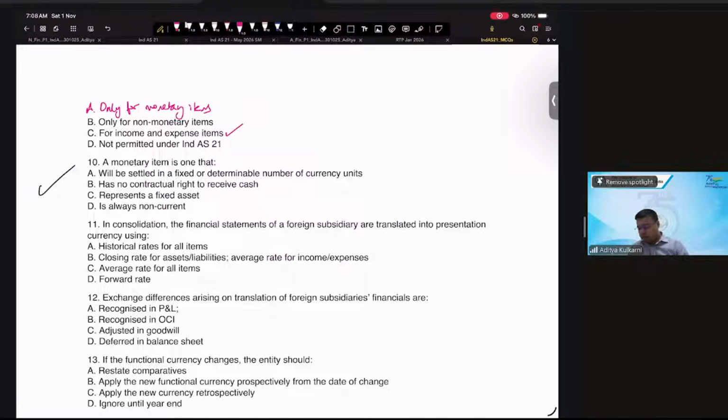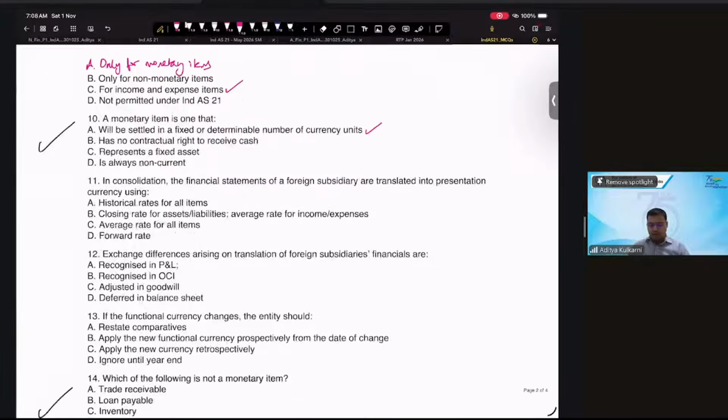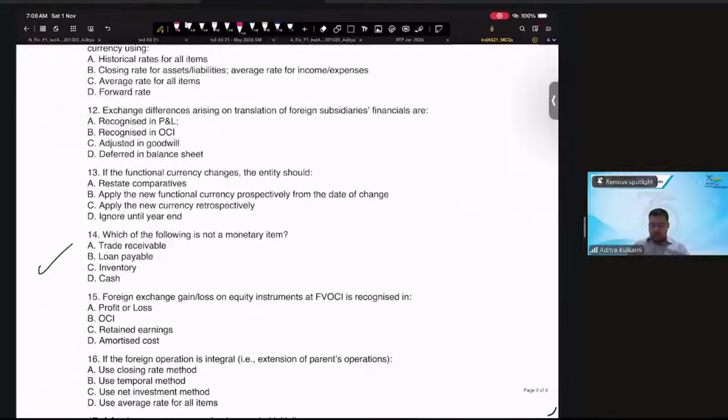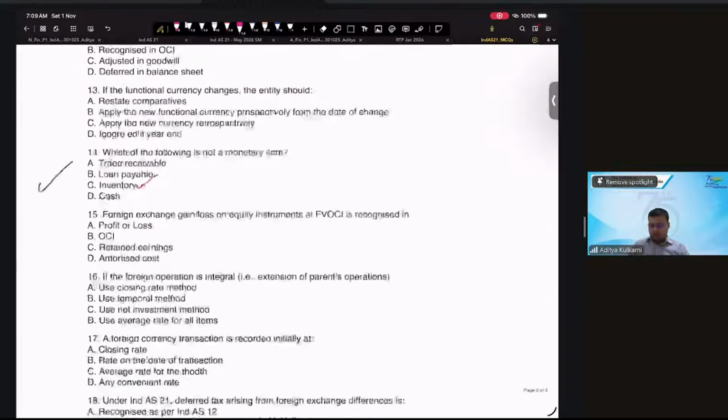Okay. So question number 10, what is a monetary item? Will be settled in a fixed or determinable number of currency units. Yes. So Leela, hope you are able to follow. Okay. Question number 14, which is not a monetary item? Inventory. Yes. Inventory is not a monetary item.